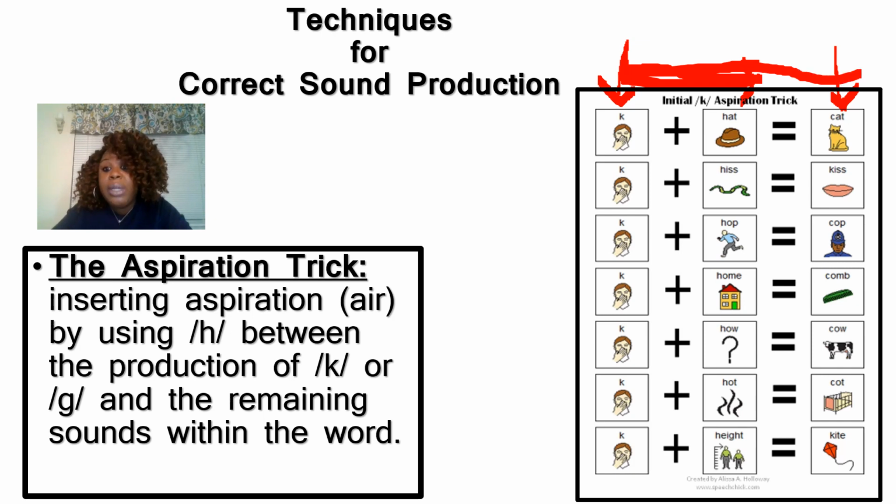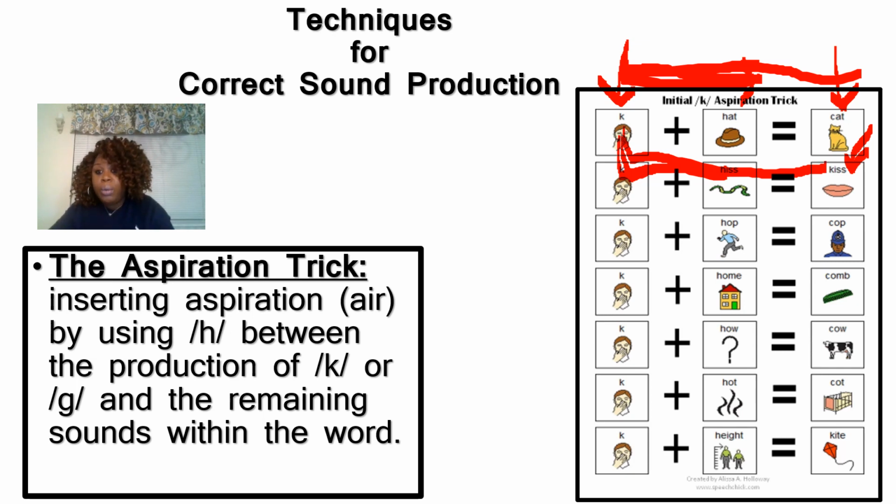Eventually, they are able to eliminate the aspiration, the added sound H, to get cat. So they're going to go from K, hat to K, at, cat, and blend it all together. So let's try the next one. They're going to say the word kiss. That's what we're trying to get them to say. So they're going to say K, hiss, K, hiss.